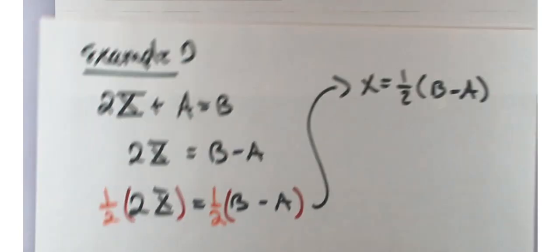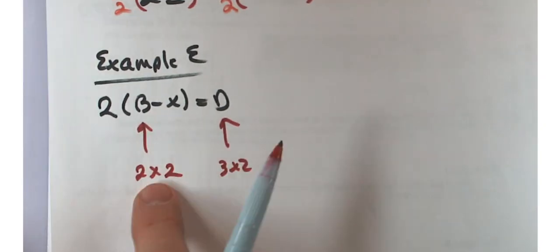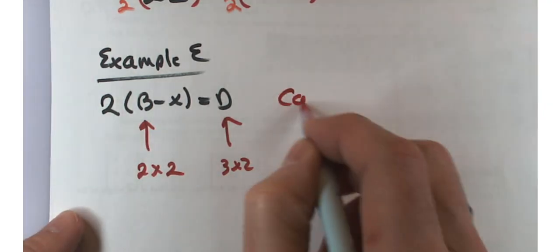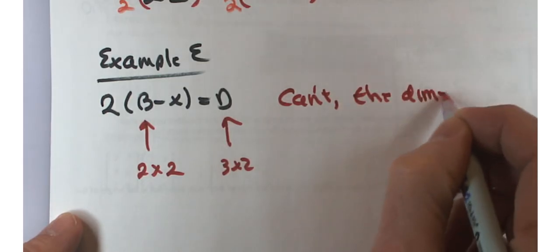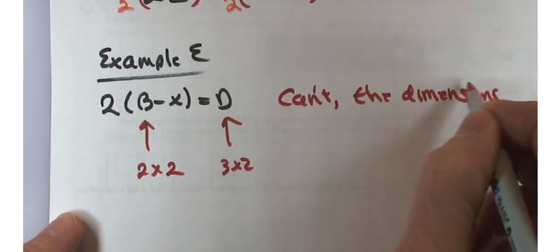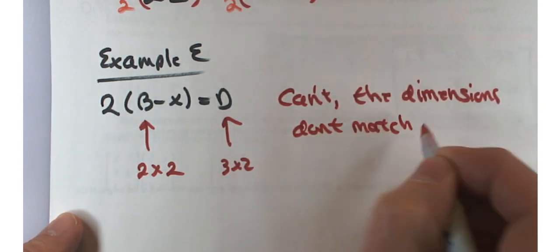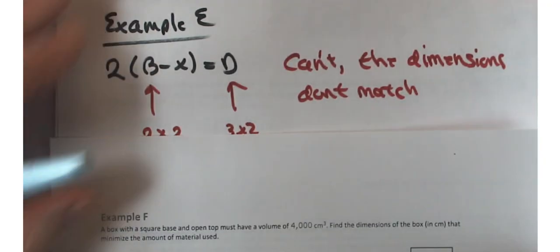3 by 2. It's row then column, right? So you're not going to be able to combine these things at all because they have different dimensions. So we can't, the dimensions don't match. If the dimensions did match, then you could go through and solve for x. I'm not going to put that on the notes, but I will show you real quickly what it would look like if you could do that.